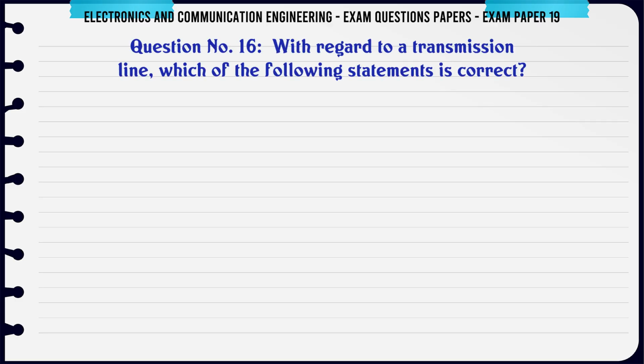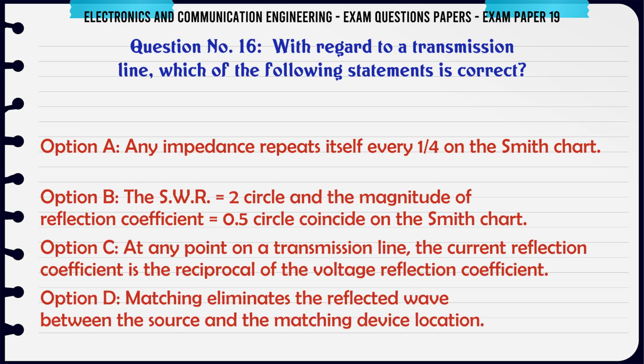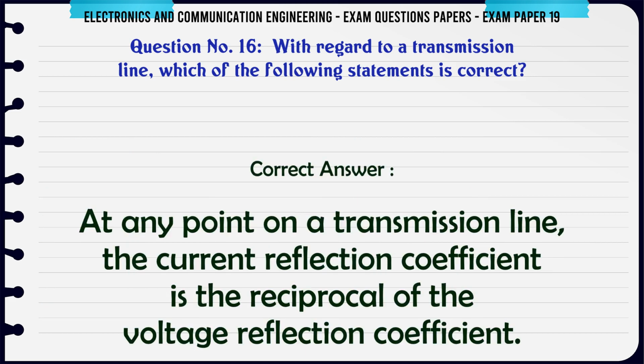With regard to a transmission line, which of the following statements is correct? A. Any impedance repeats itself every 1/4 wavelength on the Smith chart. B. The SWR 2 circle and the magnitude of reflection coefficient 0.5 circle coincide on the Smith chart. C. At any point on a transmission line, the current reflection coefficient is the reciprocal of the voltage reflection coefficient. D. Matching eliminates the reflected wave between the source and the matching device location. The correct answer is C.